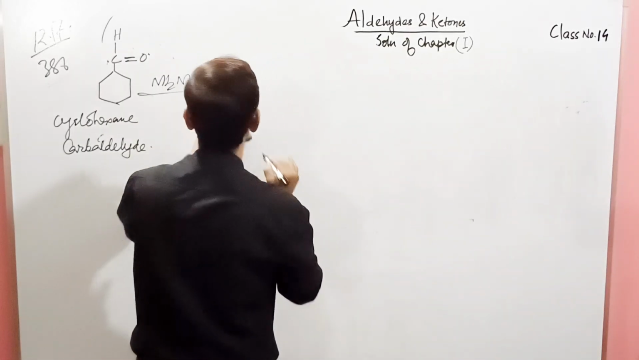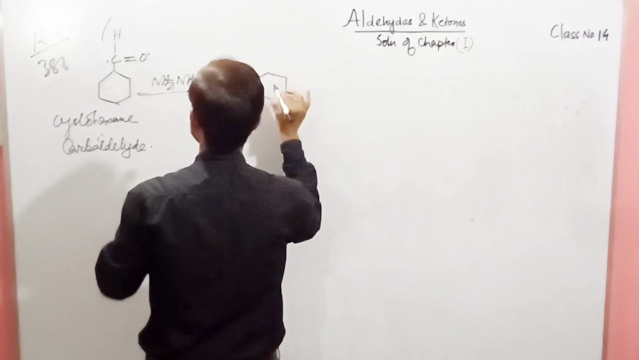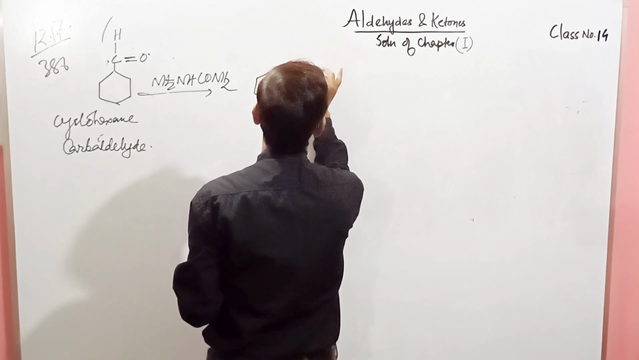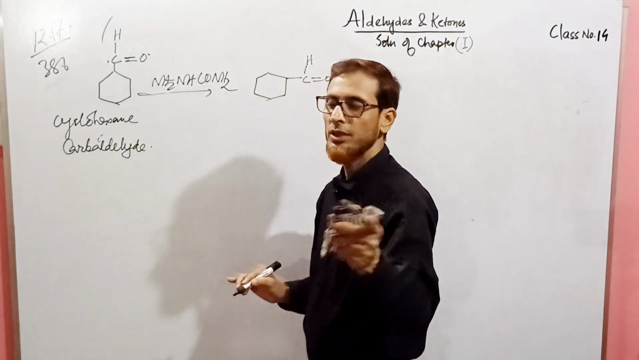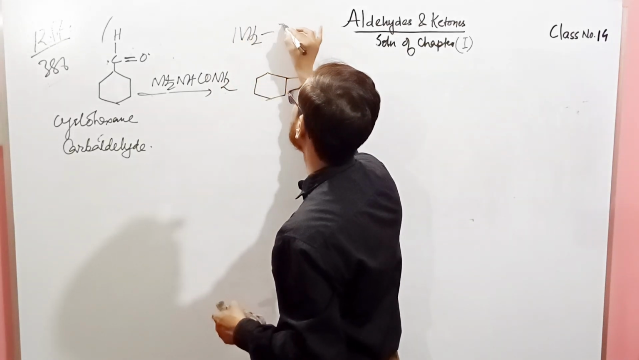Next one is semicarbazide. To make the reaction, they have given it in this way: semicarbazide, NH2 NHCO NH2. This is again a very simple reaction. See, I am writing this here: C double bond O, and that day I told you these are nothing but ammonia derivatives. Am I right?